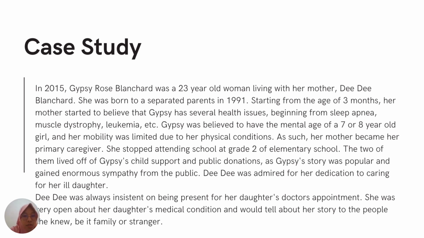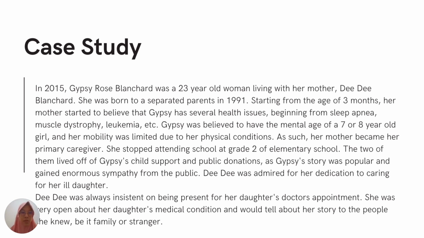Starting from the age of 3 months, her mother started to believe that Gypsy had several health issues, beginning from sleep apnea, muscular dystrophy, leukemia, etc. Gypsy was believed to have the mental age of a 7 or 8-year-old girl, and her mobility was limited due to her physical conditions. That's why she usually used a wheelchair to move around. As such, her mother became her primary caregiver, and Gypsy stopped attending school at grade 2 of elementary school.